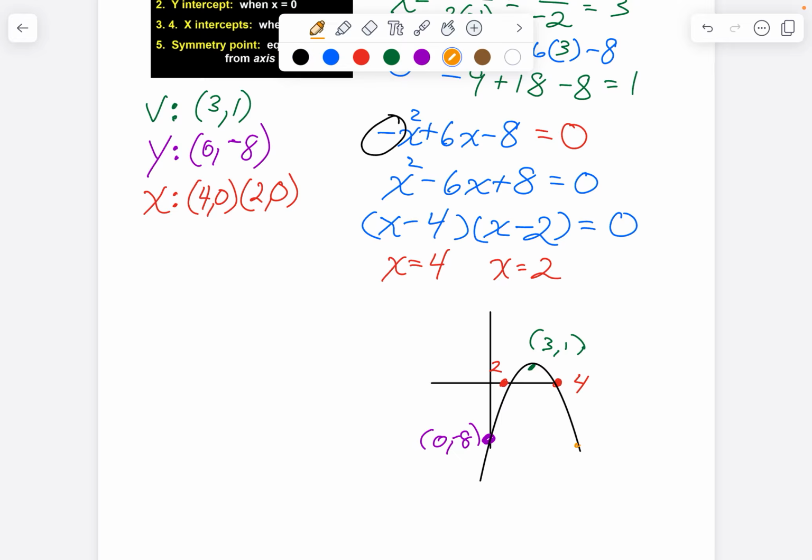Okay, but the symmetry point is always across from the y-intercept, always symmetrical with the vertex. So it looks like we get the number 3 again. You know, that's just a coincidence that that distance is 3. Of course, that's going to take you all the way out to 6, your symmetry point.